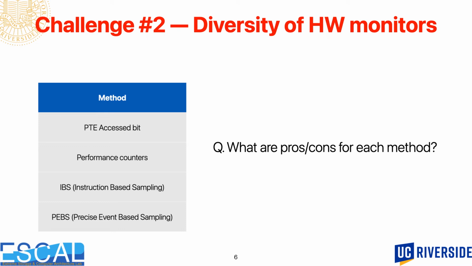The next challenge is the diversity of hardware monitors. The left-hand side table shows existing hardware monitors. We can check the access bit in a page table entry to see whether the MMU visited the page table because of address translation. Performance counters are well-known registers with which we can gauge the system's overall behavior. IBS and PEBS are AMD and Intel specific features to collect system information. Even though we can use different hardware monitors, there is a lack of study on understanding the pros and cons of each method.